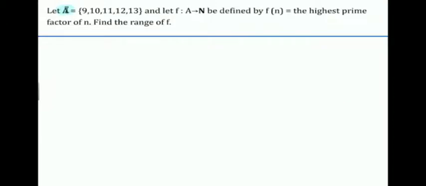Now next question: let A is equal to {9, 10, 11, 12, 13} and let f from A to N, your domain is A and your codomain is natural numbers, be defined by f of n is equal to the highest prime factor of n. Find the range of f.